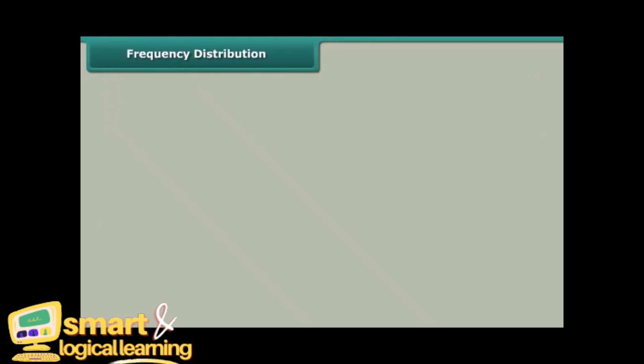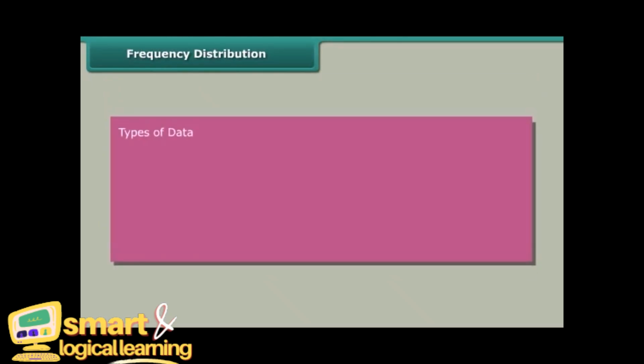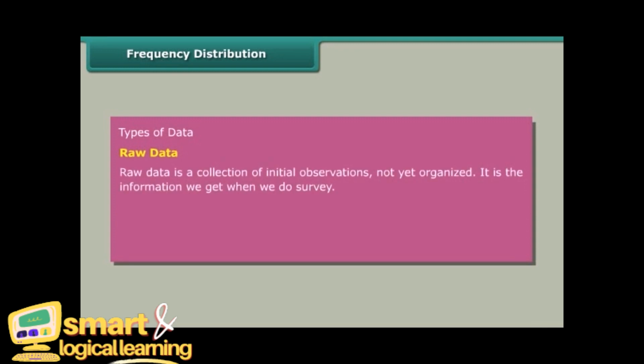Frequency distribution. Types of data. Raw data. Raw data is a collection of initial observations not yet organized. It is the information we get when we do survey. It can be classified into two types: discrete data, continuous data.